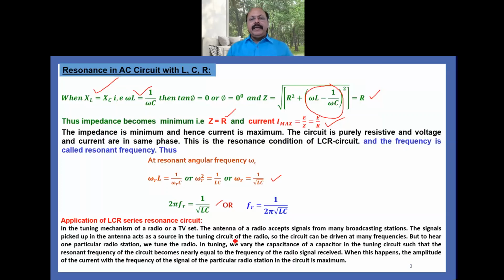So what is the practical application of the LCR series resonance circuit? The LCR series resonance circuit is basically used in the tuning mechanism of a radio or TV set. The antenna of a radio accepts signals. So that's why we say that the LCR series circuit is also known as the acceptor circuit. The antenna of a radio accepts signals from many broadcast stations.